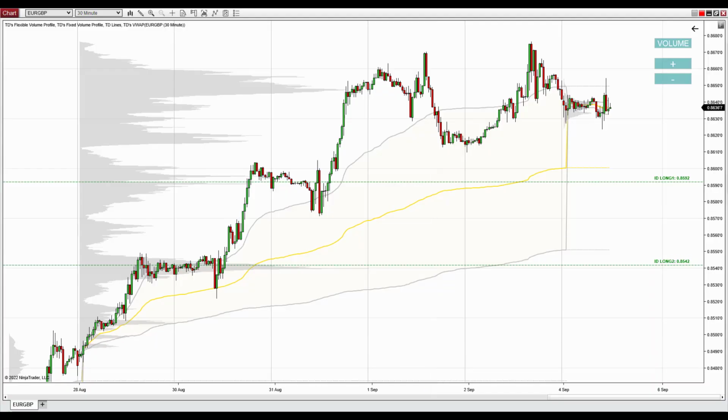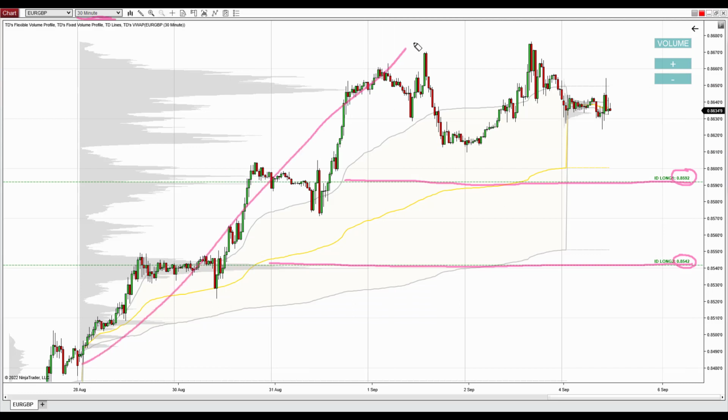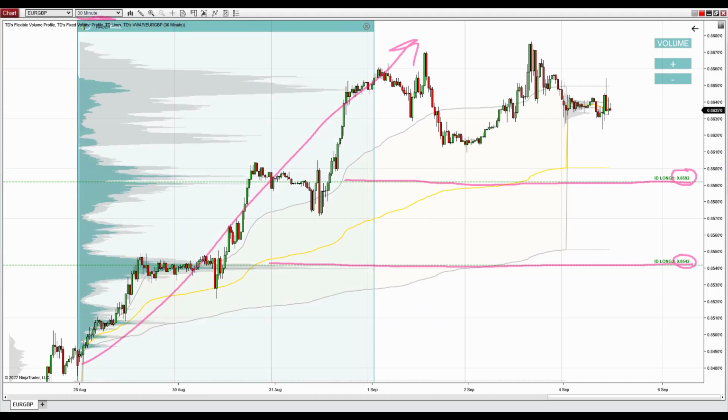So this is the Euro British Pound. You're looking at the 30-minute chart, and in here what I want to talk about are two supports. First one at 0.8592, the second one at 0.8542. Both those supports are based on a strong trend, this trend, and on significant volumes which got traded within this trend. Now let me use my flexible volume profile indicator over this uptrend, and as you can see it shows significant volume zones within this uptrend.